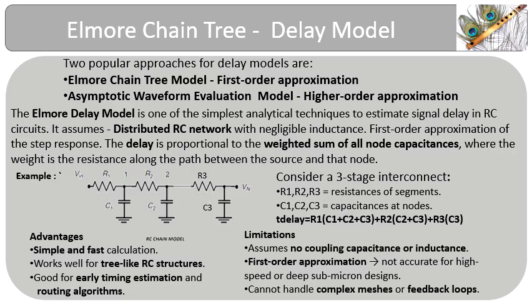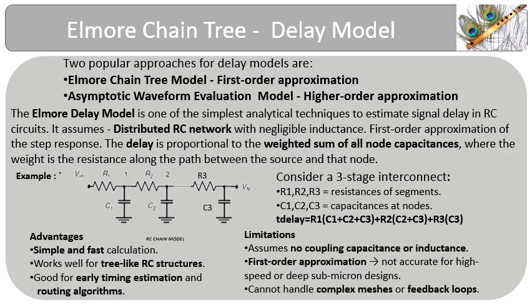As shown in the figure, the Elmore model extracts a tree-like RC network, meaning there are no feedback loops or complex coupling. The delay is calculated using the following simple principle. For every resistor in the path, multiply its resistance by the total capacitance connected downstream of it. Add up these products for the entire network to get the overall delay. That is, in an Elmore delay model, the delay is proportional to the weighted sum of all node capacitances, where the weight is the resistance along the path between the source and that node.